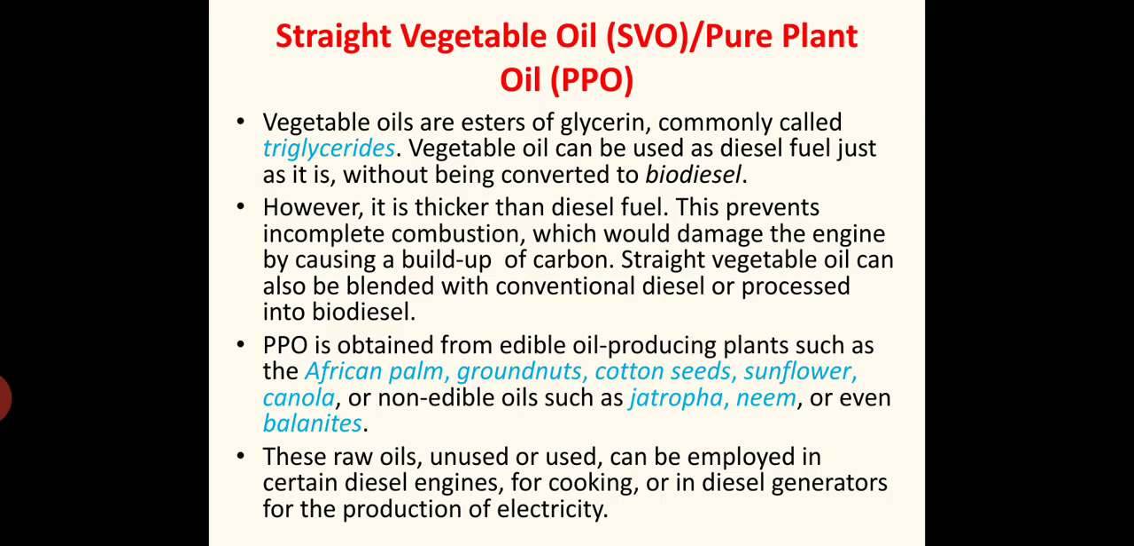Similarly, PPO is obtained from the edible oils produced in plants such as the African palm, groundnuts, cotton seeds, sunflower, etc. And also from non-edible oils such as jatropha, neem, or even balanites.